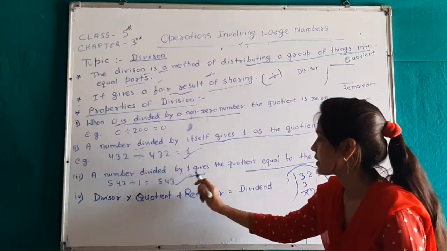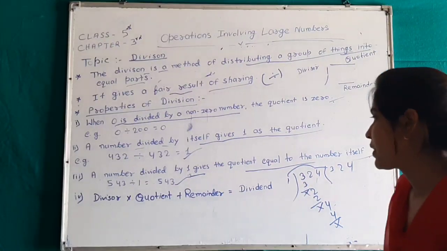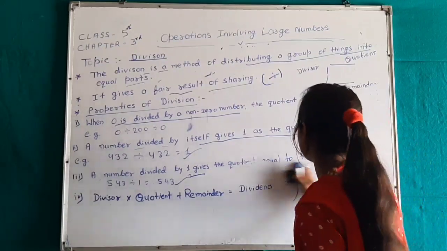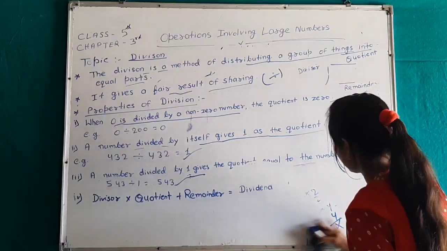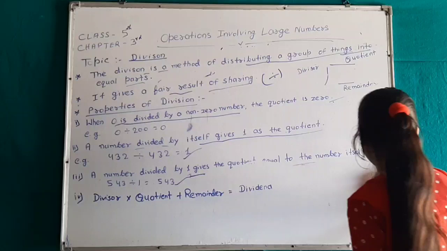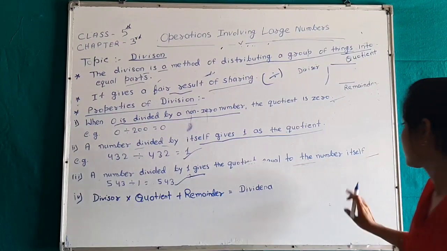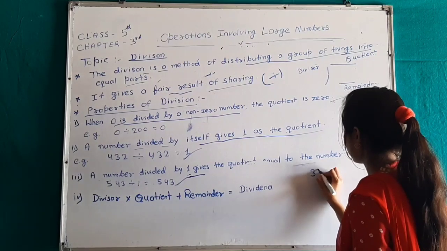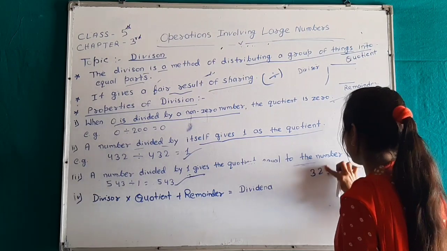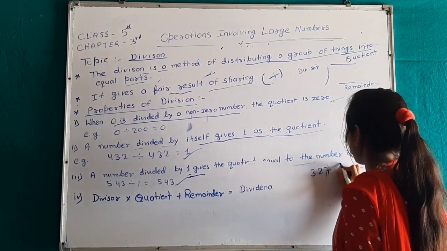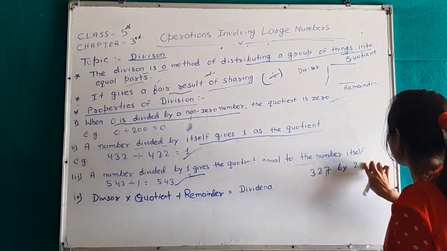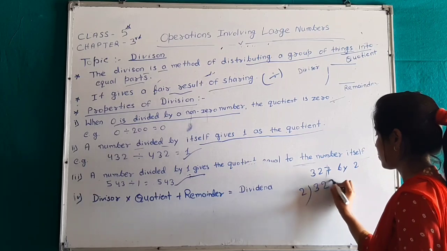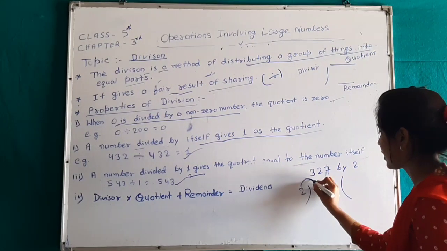This is our example. And our next property is that divisor times quotient plus remainder equals dividend. It is used in division to prove the answer. Here is an example. 37 is divided by 2. You have to divide it. 2 into 37.